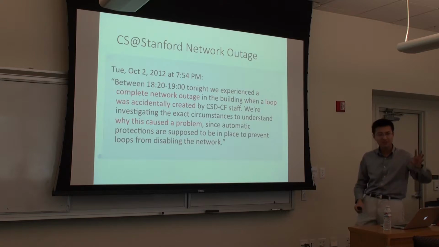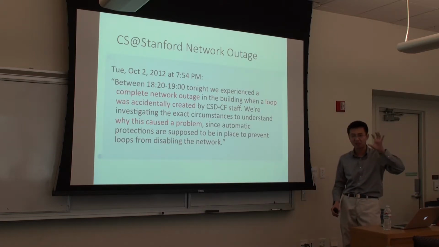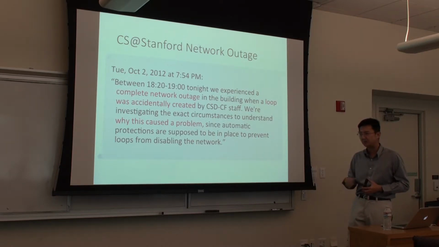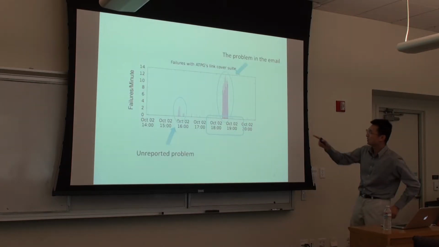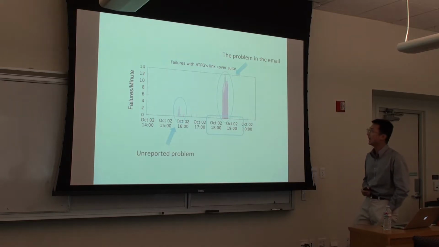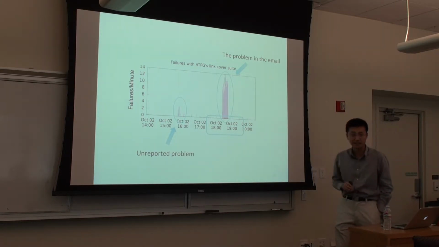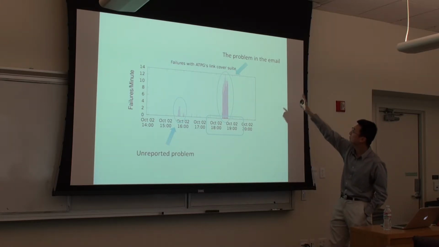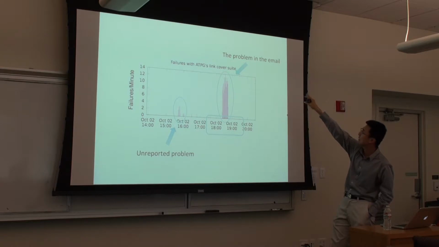So now if you remember the original email I showed you in the beginning of this talk, this problem, like a loop problem caused by, I think, a spanning tree, this happens at the second day we deploy the system. So this was what was captured by the ATPG's link cover test suite. The x-axis is time and the y-axis is the failures per minute. So you can see this problem in the blue circle on the right is the problem in the email.